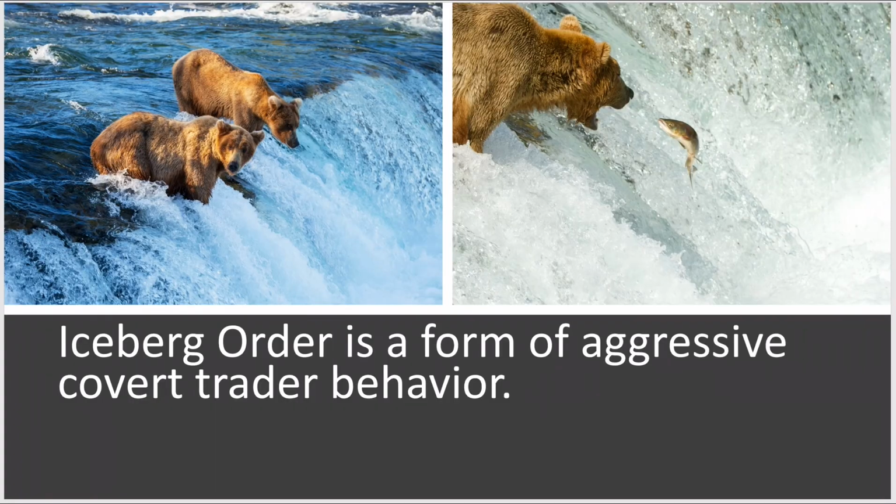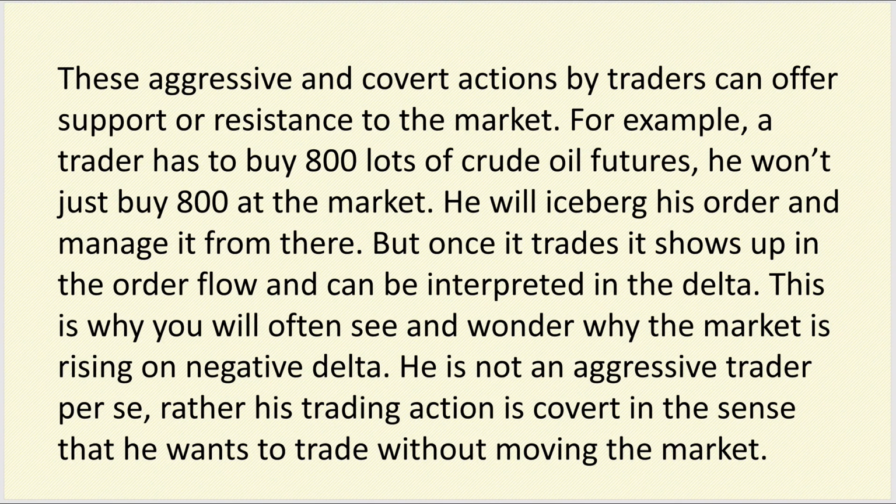And the best way to describe it is like the bear, right? In the salmon run, when the salmon go back to lay their eggs, the bear wants to eat. He realizes he doesn't have to be aggressive and go in the water and slap the water around until he finds the fish. No, he can just sit there lying in wait and boom, eat the fish. The fish will literally just jump into his mouth. That's the way I like to look at aggressive covert trader behavior, like an iceberg order. So the aggressive and covert actions by traders offer support and resistance in the market. This is just one way you can see support and resistance in the market. And think about it for a second, okay?